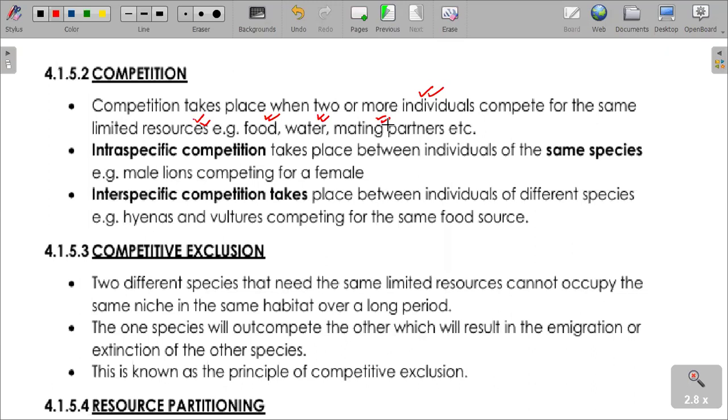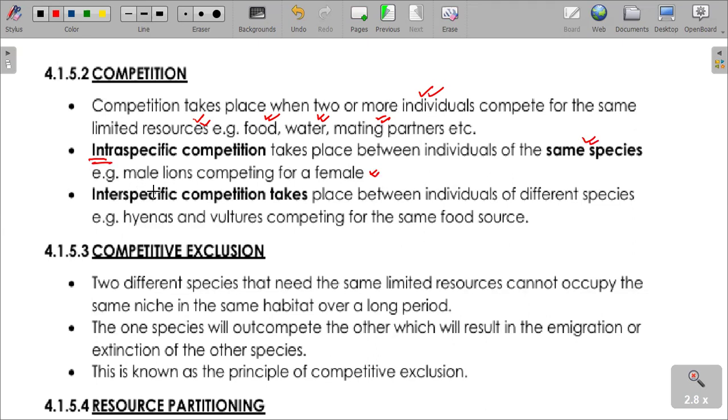So intra-specific competition takes place between individuals of the same species. Intra means inside or within the same group. So it takes place between individuals of the same species, e.g., male lions competing for a female. That is intra-competition. Male lions that are competing for a female lion, that is intra-competition.